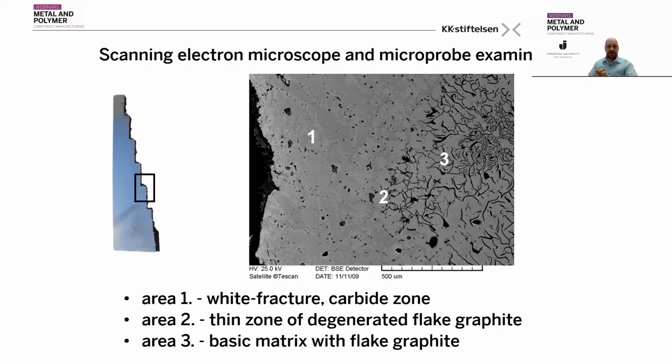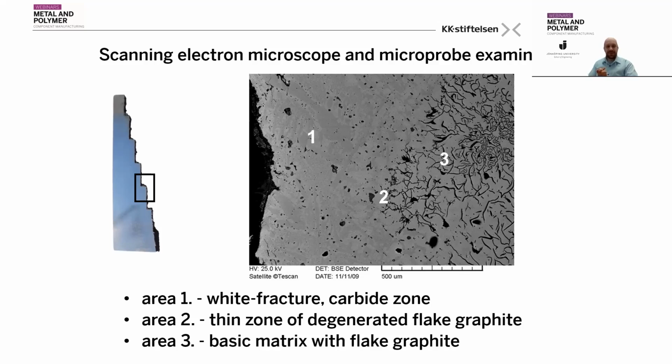So if we come from the direction of the mold, we have found the white fracture carbonic zone, which was prevalent even with bare eyes. Then in number 2, we have a relatively thin zone of degenerated flake graphite, which is not that significant, but still there. And then if we go further, we found the basic matrix, the original matrix with the flake graphite.